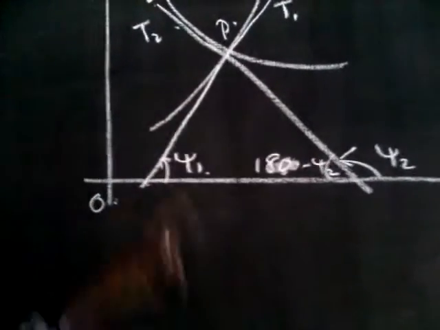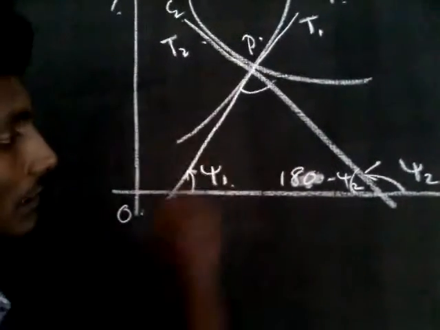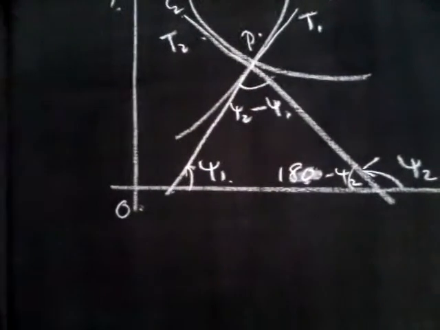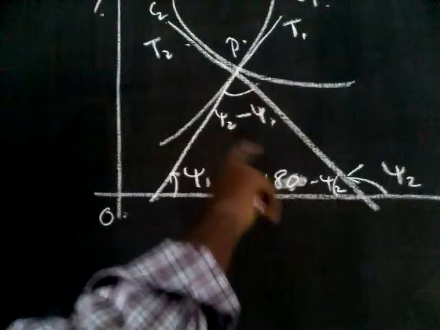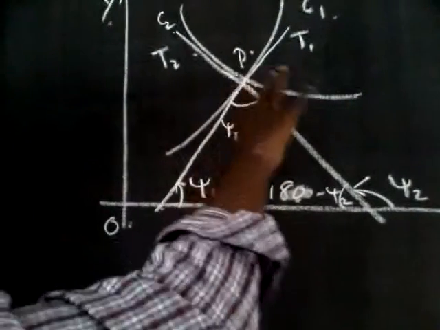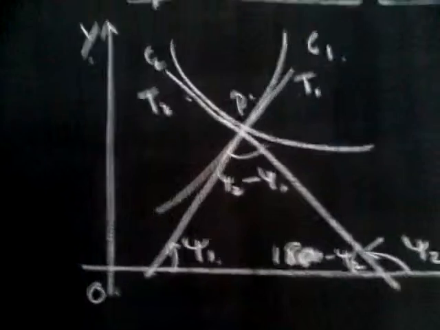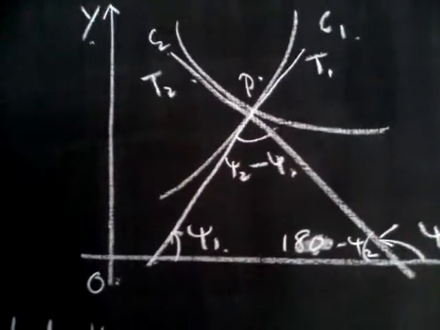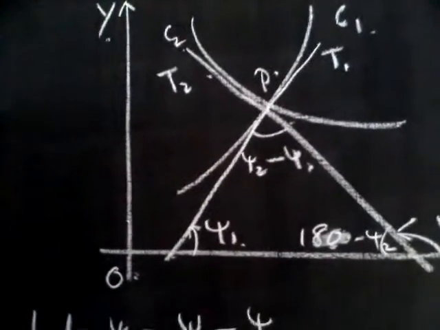We know that in a triangle, the sum of three angles should be 180 degrees. So this angle is psi2 minus psi1. If two curves intersect at a point P, then the angle between the tangents to the curves is equal to the angle between the two curves. Let psi be equal to psi2 minus psi1.